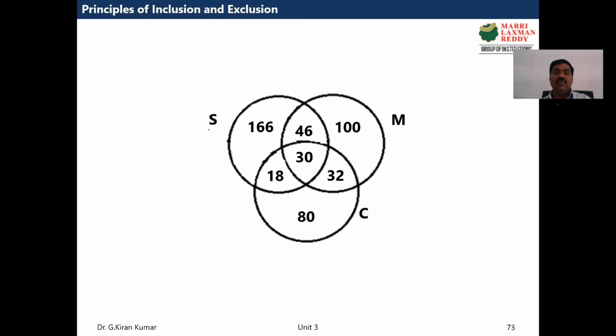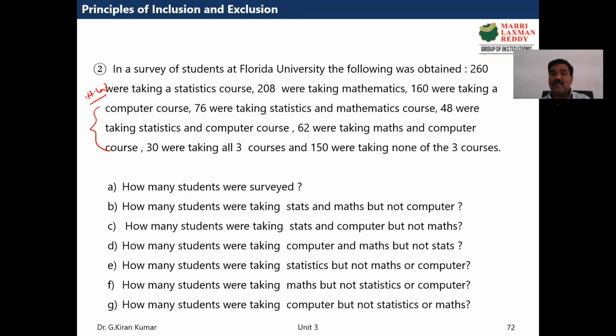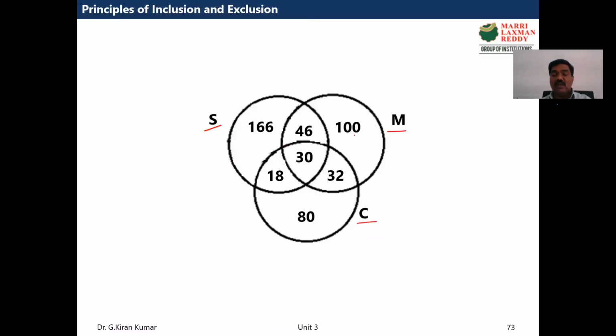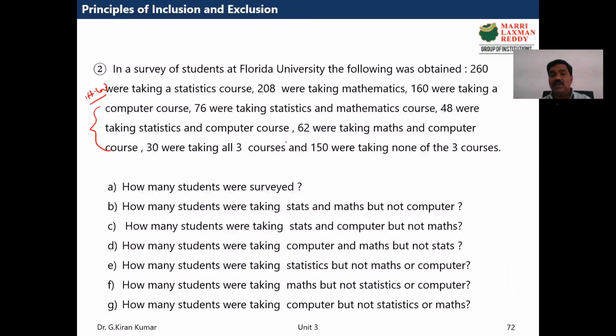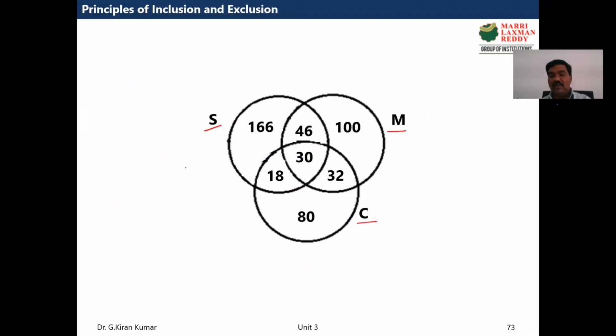This is the set of people who registered for the statistics course. This is the set of students who registered for the maths course, and this is the set of students who registered for the computer science or computer programming course. So there are 3 courses in the problem. Some students were surveyed, and as per the survey, I have drawn a diagram for you. Go through this diagram, go through this question, and answer all these questions. I have already given enough hint by showing this diagram. From this, you can easily pick and write down your answer.